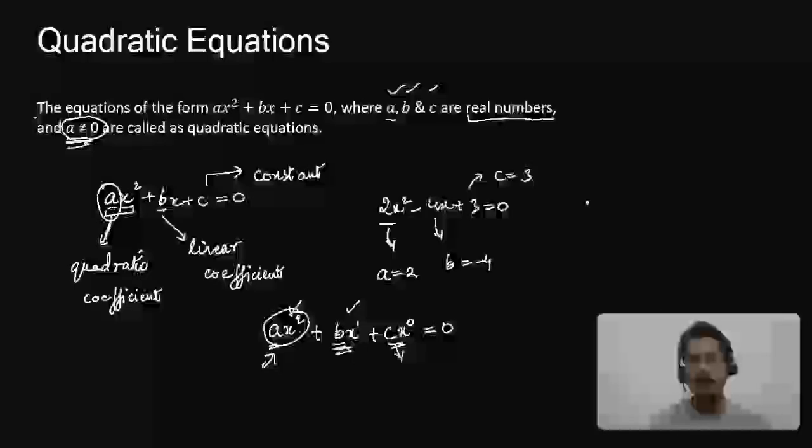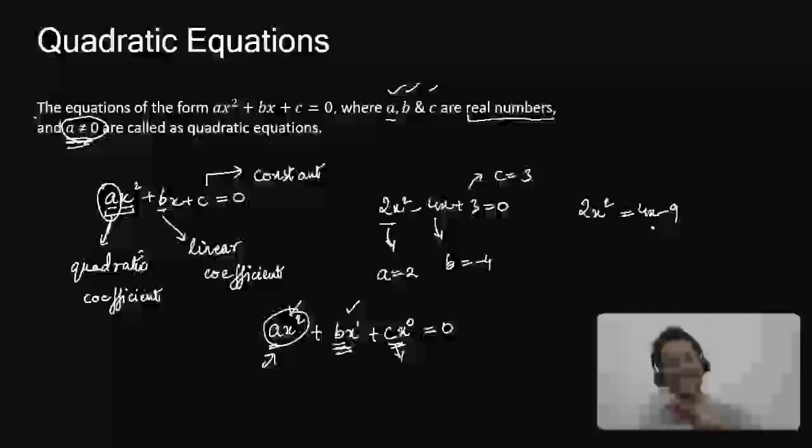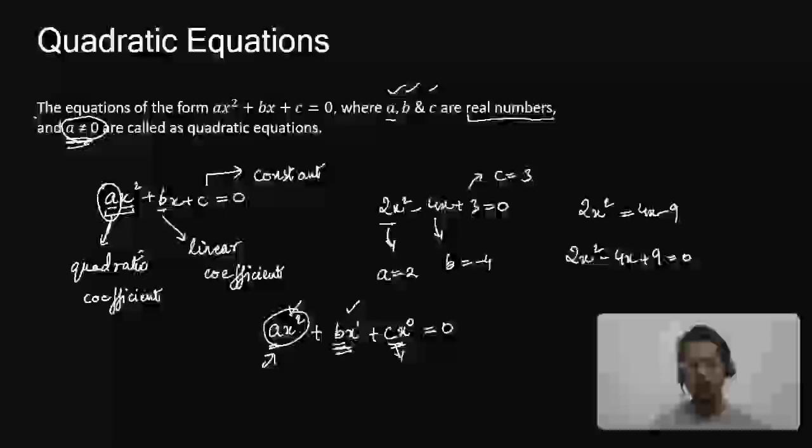And if I have, for example, 2x square equals 4x minus 9, as you can see, I have a nice equation, but the terms are shuffled. So to write this in the standard form, I need to bring everything to the left hand side. So 2x square minus 4x plus 9 equal to 0, and then my a value is 2, b value is negative 4, and c value is 9.